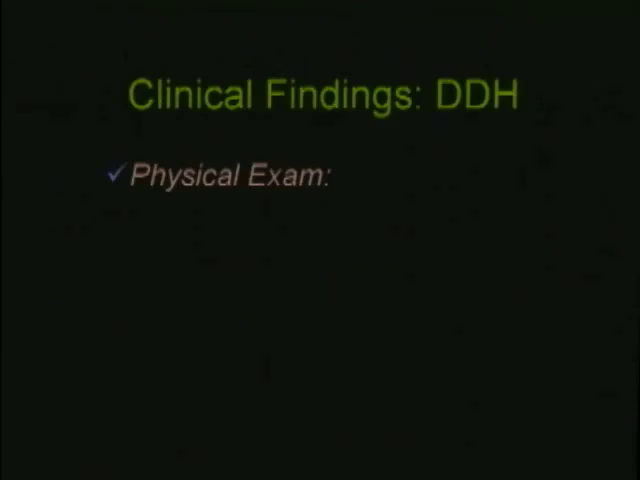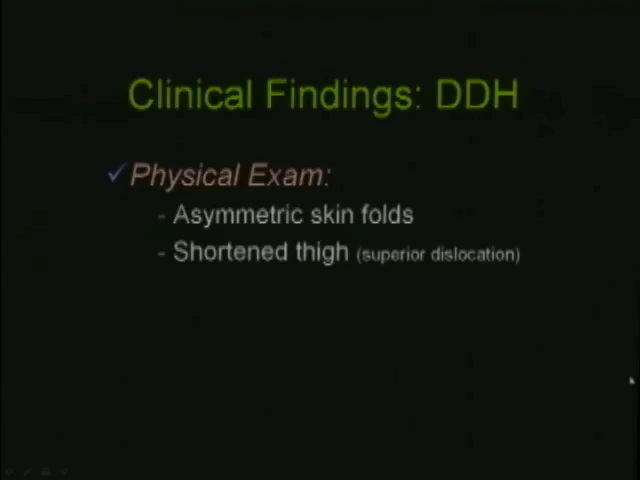Evaluation of the hip clinically is part of the routine physical examination of a newborn and during the first year of life at the periodic checkups. The doctors are looking for asymmetry of the skin folds. They may notice that there's shortening of the thigh, particularly in babies who have a superior dislocation. There may be limited abduction of the hip.